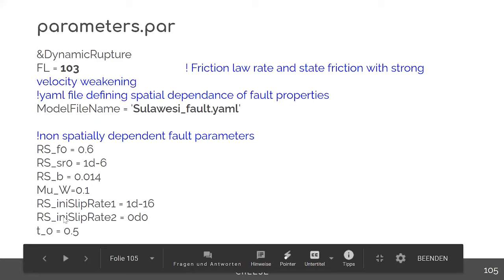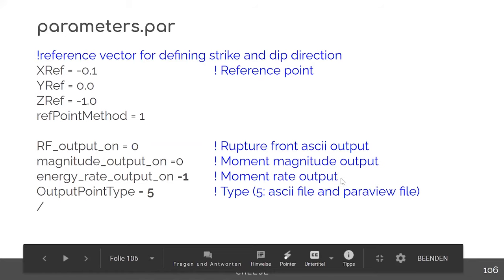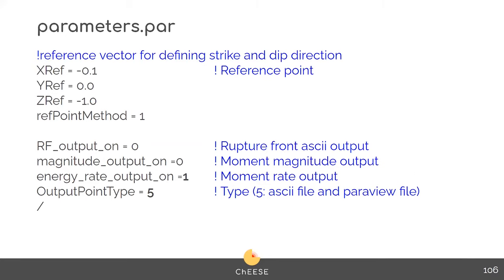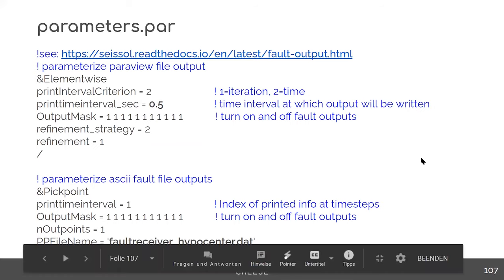And here we define some rate and state parameters where we will not go into detail right now. Then here we have the moment rate output turned on, so afterwards we can look at the moment rate of the earthquake. The output type is an ASCII file. We can see here that our time interval output will be 0.4, and we will place some fault receivers on the fault.